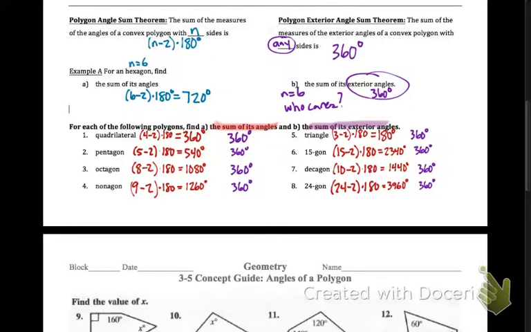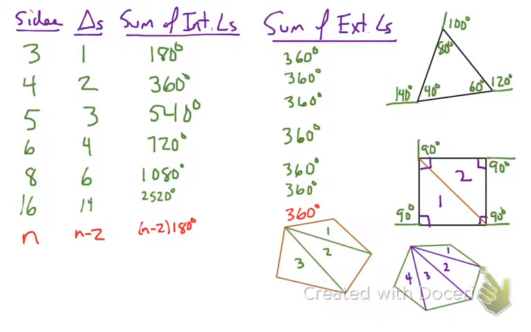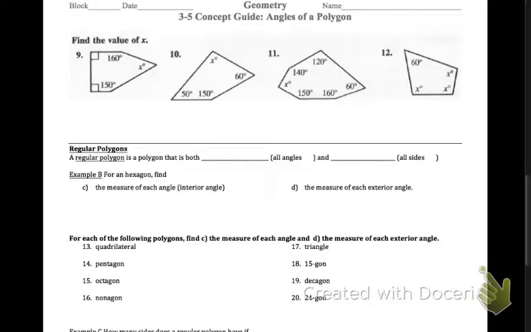Hope these are the answers that you got. We continue. Okay, we continue. This is what kind of a shape? 1, 2, 3, 4, 5. There's 5 sides, 5 angles.